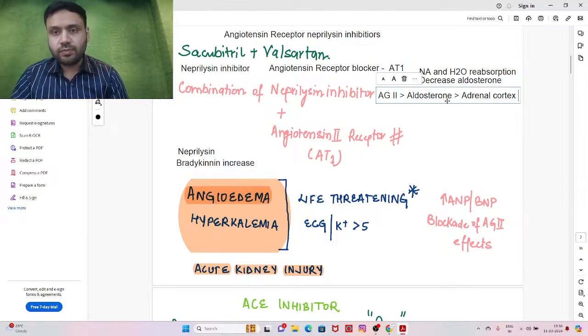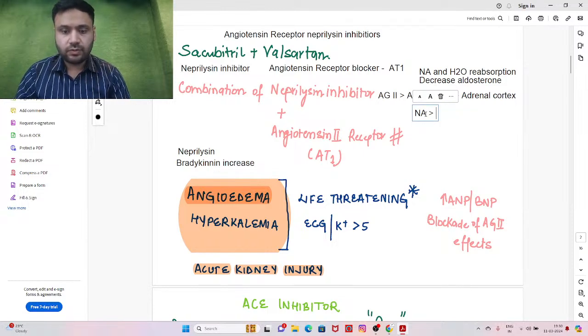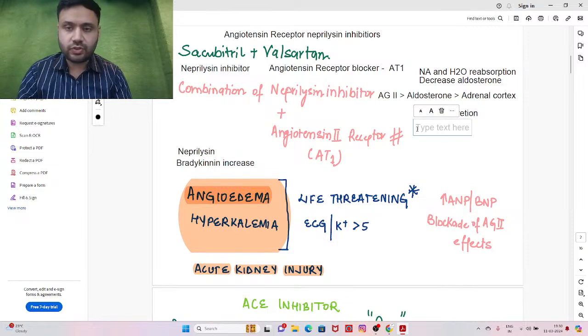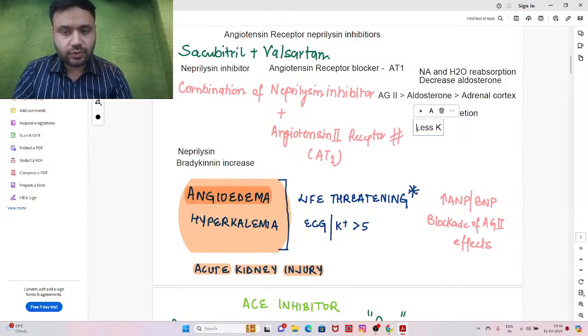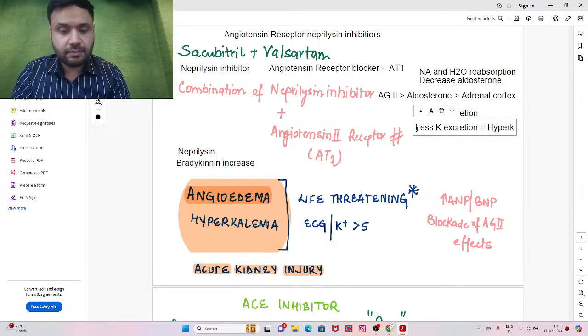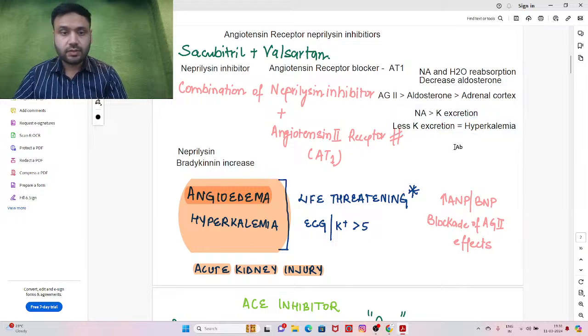Right. So once you block these effects, what would it lead to? As we remember, sodium reabsorption led to potassium excretion. So if you block the effects of angiotensin 2, it would lead to less potassium excretion, which is equal to hyperkalemia, right? Hyperkalemia, which can be dangerous.